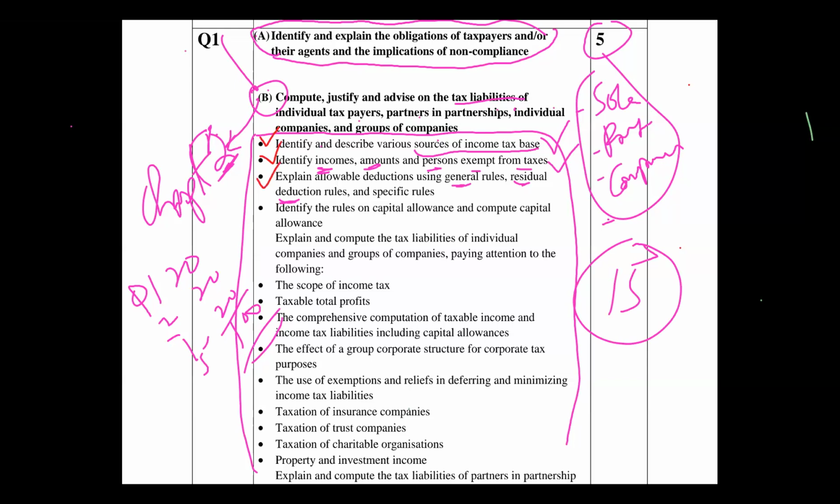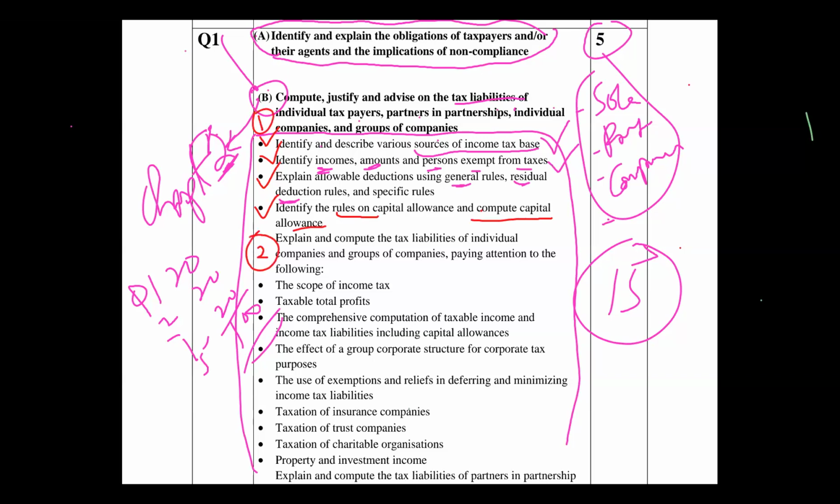The third is theory too: identify the rules on capital allowance and compute capital allowance. So here, identify the rules is theory. Then capital allowance computation. So they can set a question fully on capital allowance. Then explain and compute tax liability. So this is the first part, then this is the second part of the two.